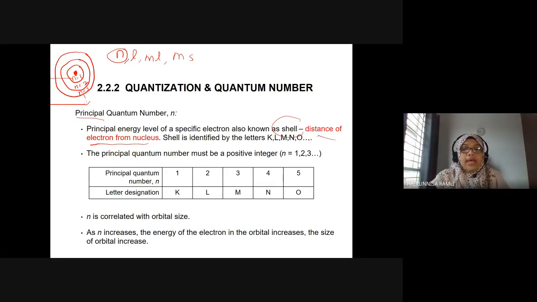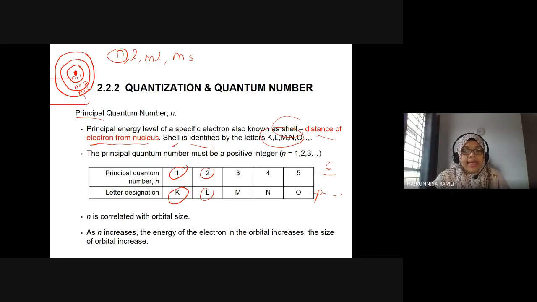Okay? And this shell also is identified by letters K, L, M, N, O. Don't ask me why you start with K. I also don't know. Okay? But a letter designation must be in capital letters. So kalau n equals to 1 is also put as K. Capital letter. 2, L and so on lah. Dia akan bersambung. Maksudnya kalau you ada 6, O, P dan seterusnya lah.